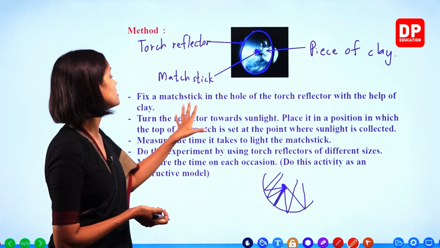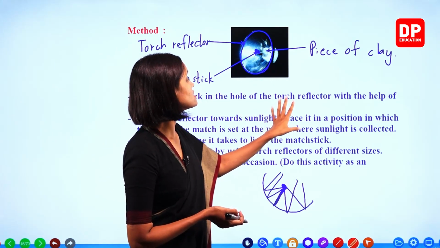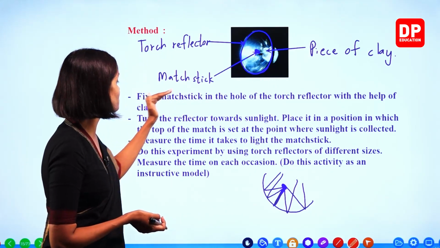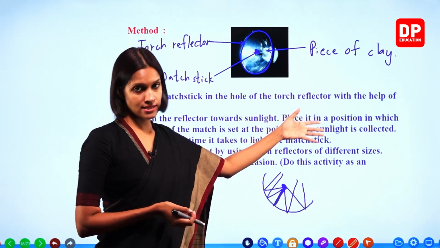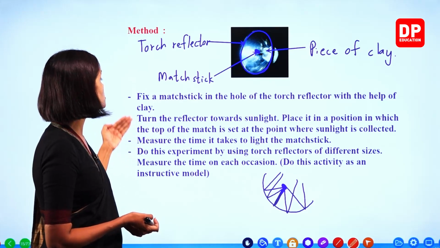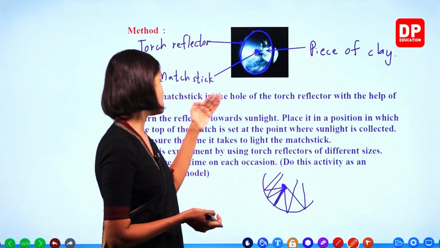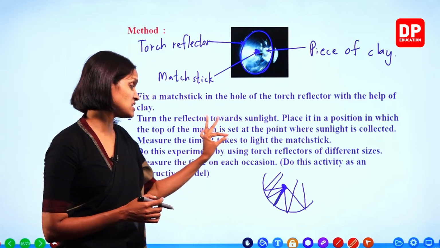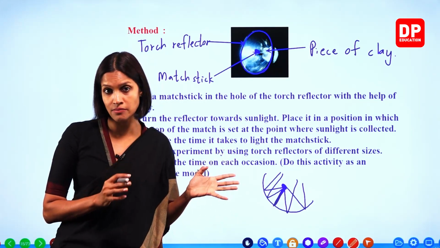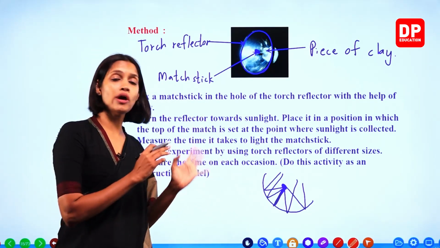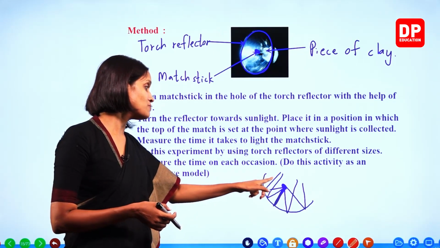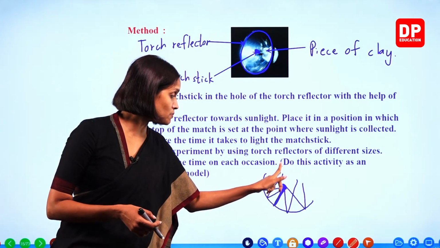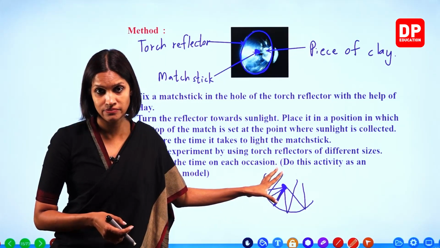So turn the reflector towards sunlight, place it in a position in which the top of the match is set at the point where sunlight is collected, right? Measure the time it takes to light the matchstick. So here you have to set it up and wait for some time. While waiting, you have to measure the time. Okay, children, you have to measure the time taken for this match head to catch fire.